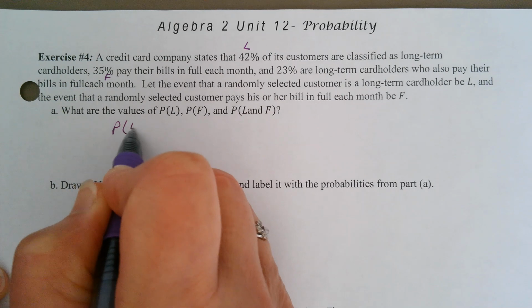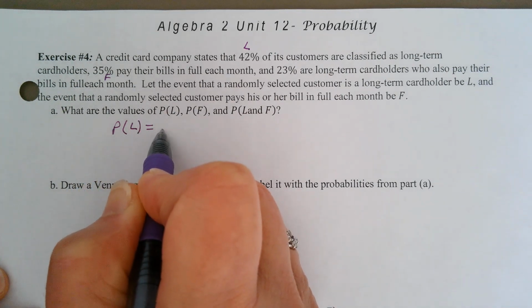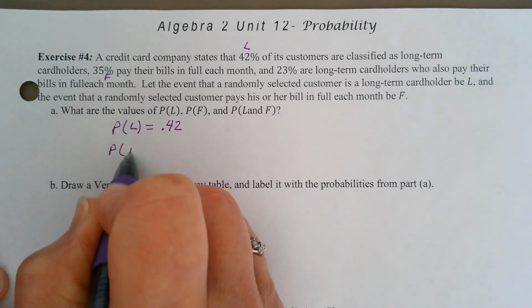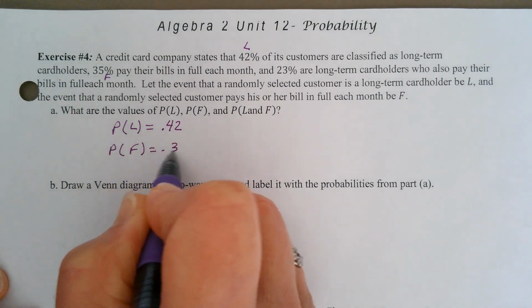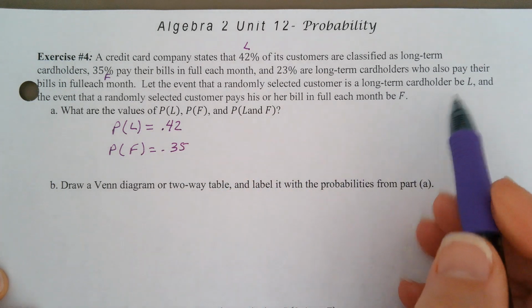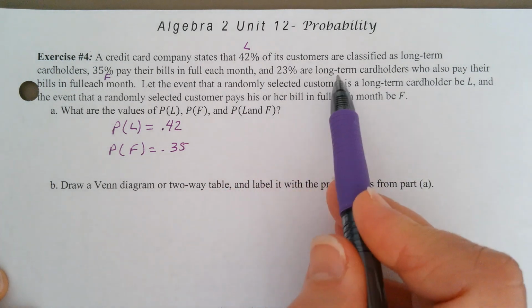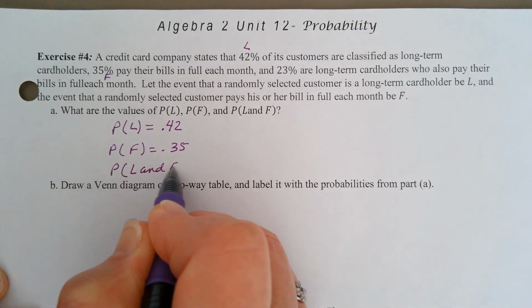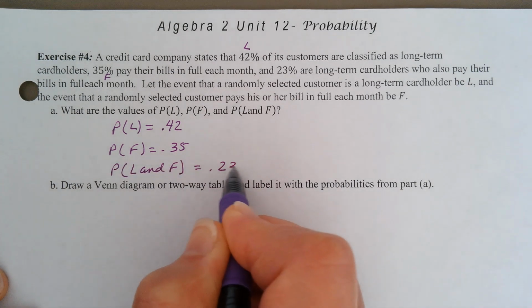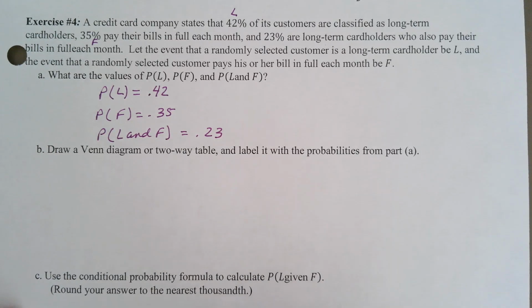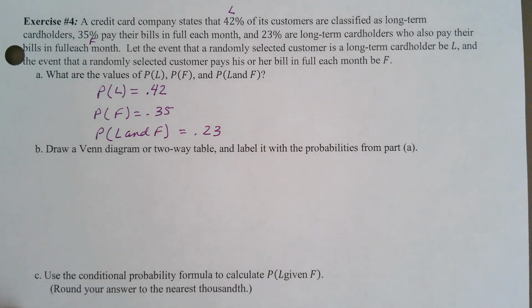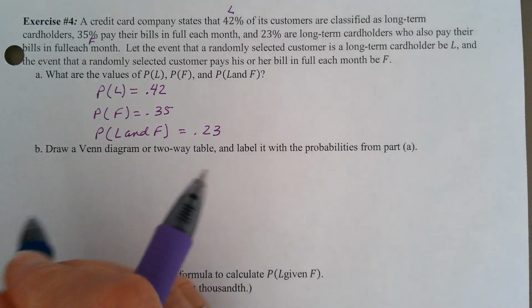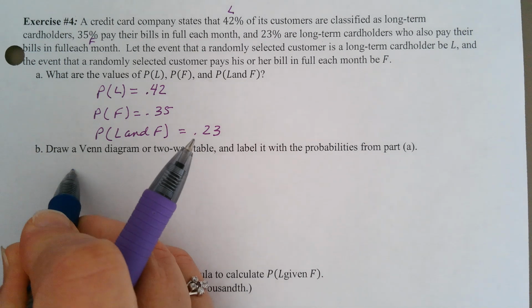All right, so the probability of L is 42%, which I'm going to write as a decimal, 0.42. The probability of F is 0.35, and the probability of L and F is 0.23. Draw a Venn diagram or a two-way table. So we have a choice here. I'll do both. I'll do the Venn diagram first.